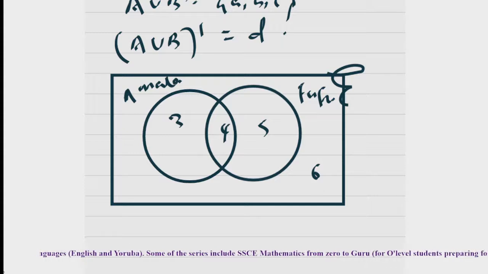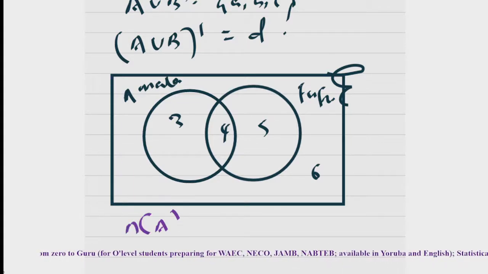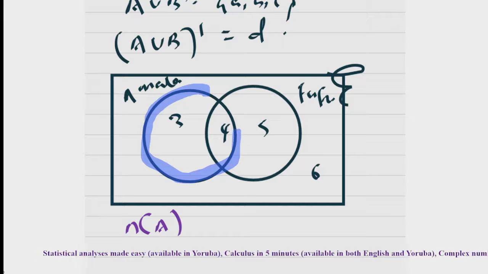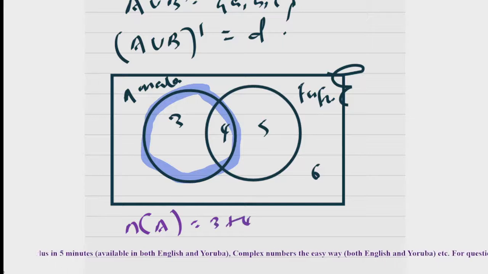Before you forget, if I ask you now, based on the explanation I gave, how many people eat amala? Number of A means what? Number of amala. And don't forget what I said the other time, that when you have number of amala, that is all this region of amala. So that will be the number of amala, and that's going to give you 3 plus 4, which is 7.